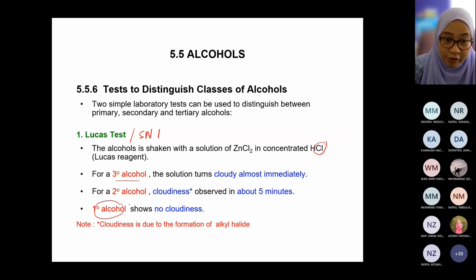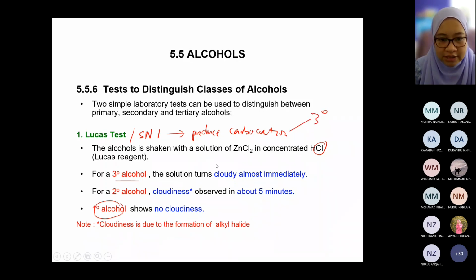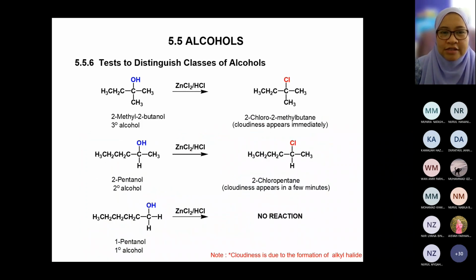For primary alcohol, it does not show any cloudiness because SN1 produces carbocation. So carbocation prefers tertiary because of its stability. This cloudiness represents the formation of alkyl halide. So it is a nucleophilic substitution where the alcohol, the OH group, will be replaced with halogen. So this is the reaction.